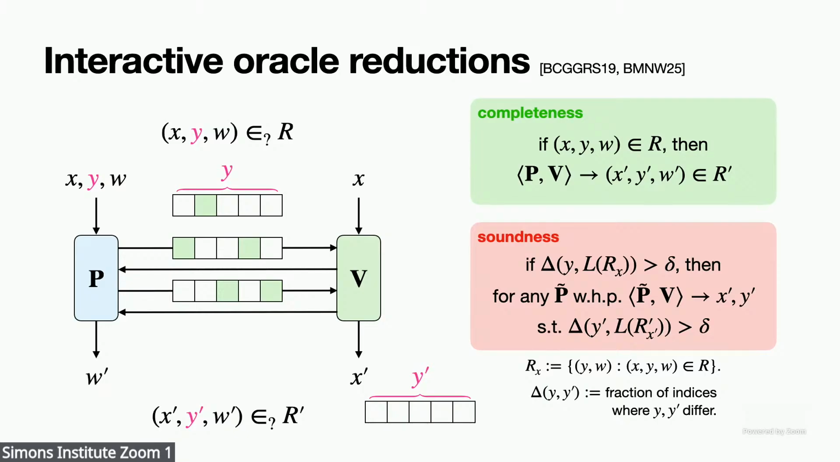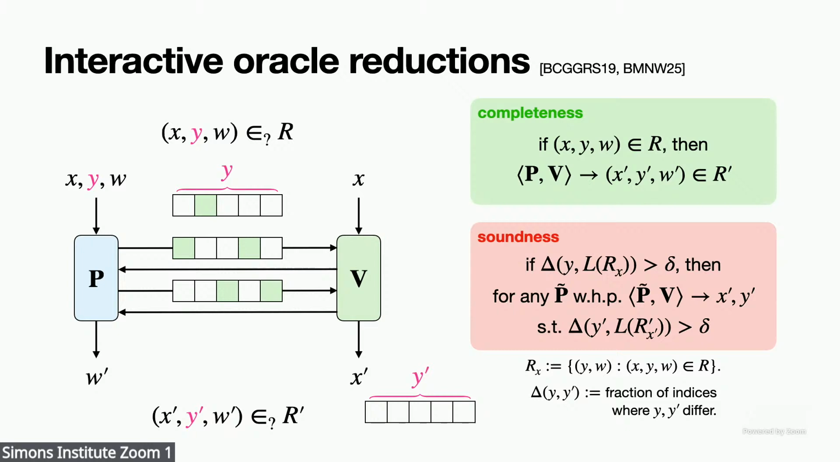For those of you who are familiar with, let's say, interactive oracle proofs of proximity, this is the same thing. Basically, I'm saying if the old instance is sufficiently far from the language, and by far I'm talking about Hamming distance, where delta is the bound on how far I'm going to think about, then with high probability this new instance is also going to be far from the language. And this probability in particular can be a function of delta.